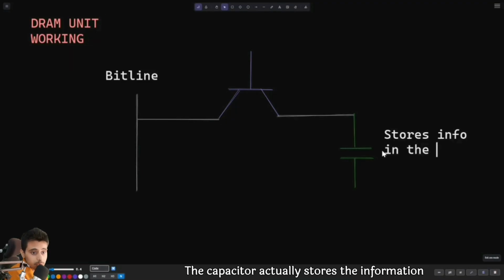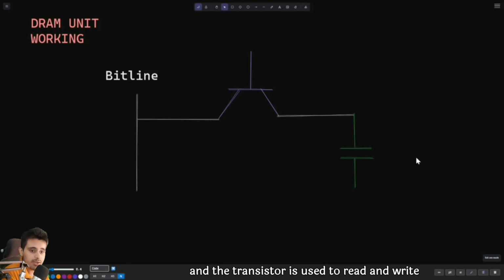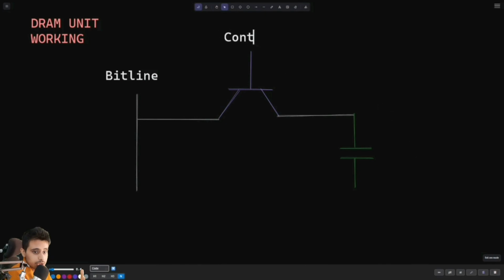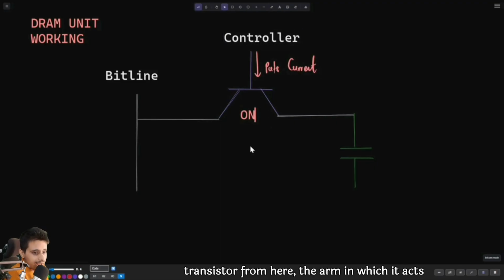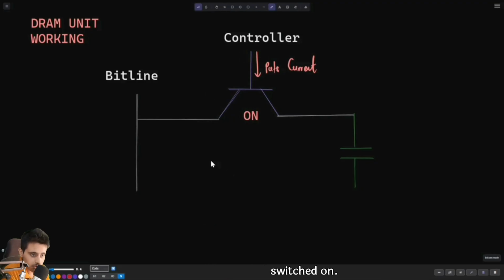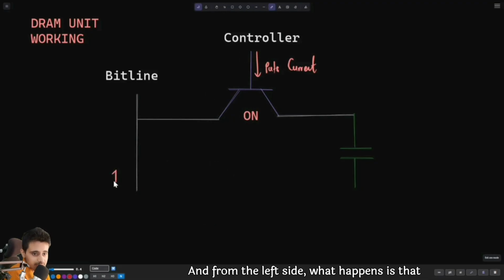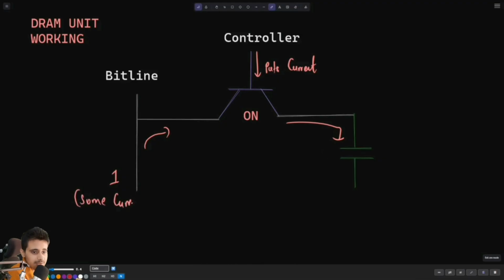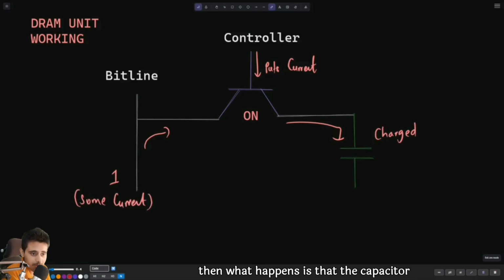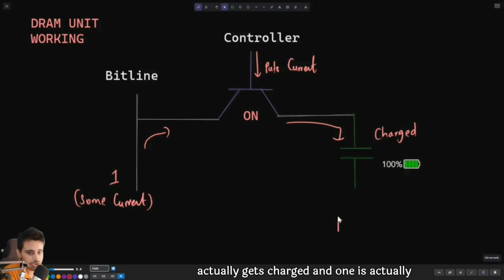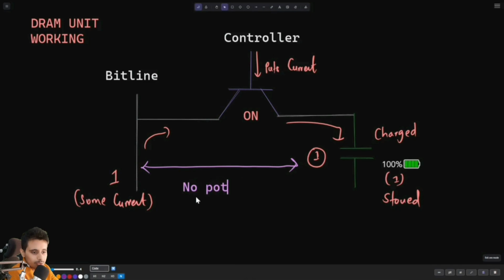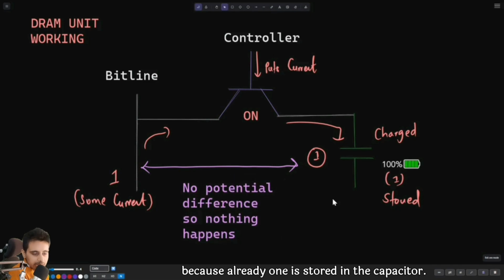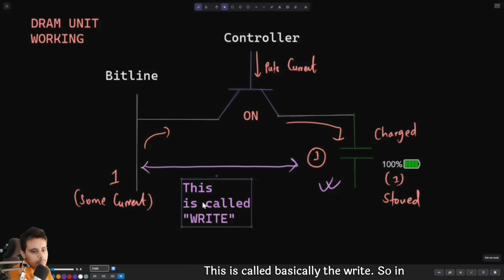The capacitor stores the information and the transistor is used to read and write the information to the capacitor in binary, meaning something or nothing is stored there. If the controller puts the current into the transistor from here, the arm in which it acts like a switch, then the transistor gets switched on. From the left side, from the bit line, if you give 1, meaning some current, then the capacitor gets charged and 1 is stored there. But if 1 was already there, then nothing will happen because there is no potential difference and no change is needed because 1 is already stored in the capacitor. This is called the write.